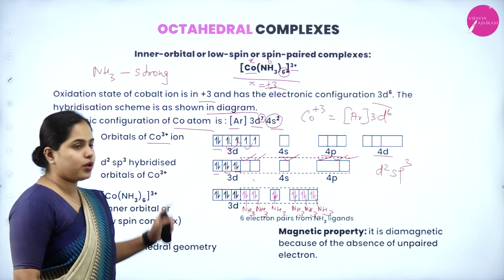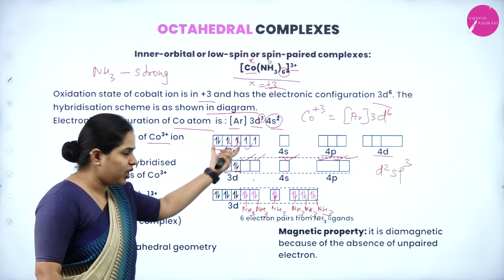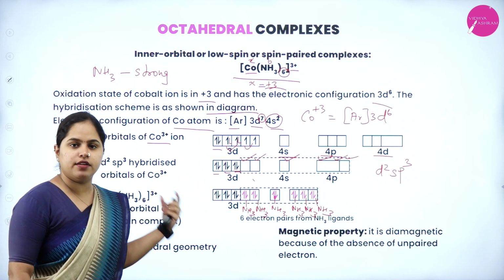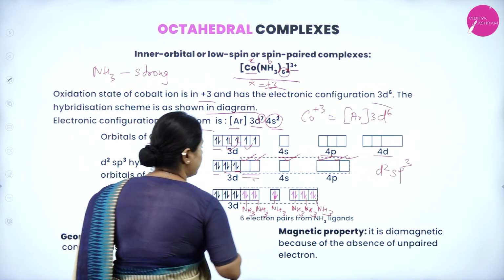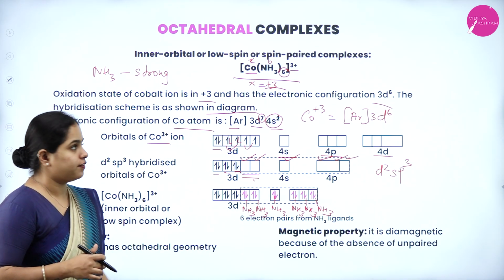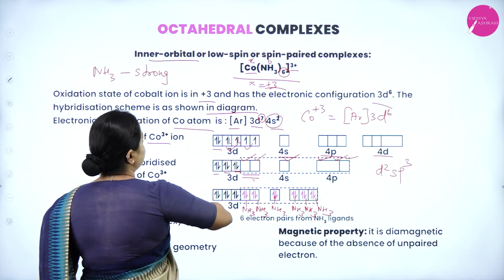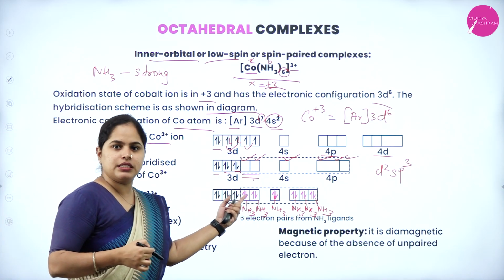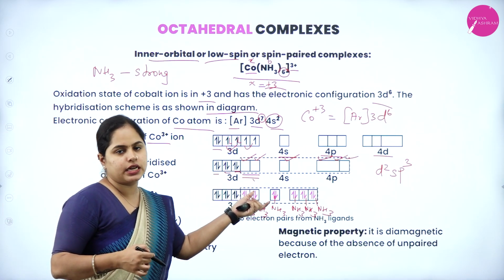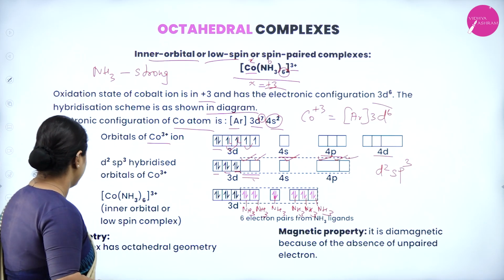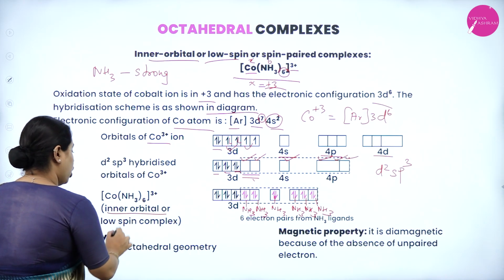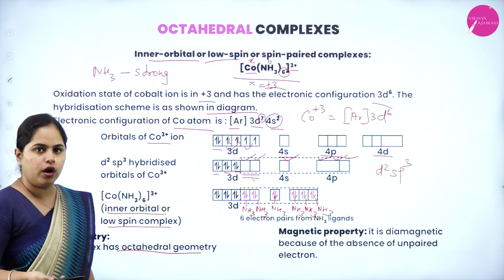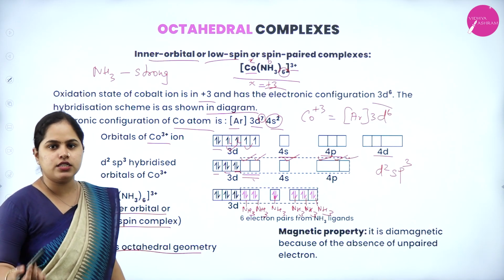In this case, as you can see, in the d orbitals itself the electrons underwent pairing, right? And here itself you got the free orbitals inside the d itself. That is why it is called an inner orbital or low spin complex. From the inner orbital itself, we are taking the 2 d orbitals, so this is why it is called inner d orbital. So it is an inner orbital or low spin complex. Another name is low spin complex, and the geometry is octahedral. Of course, the coordination number is 6.